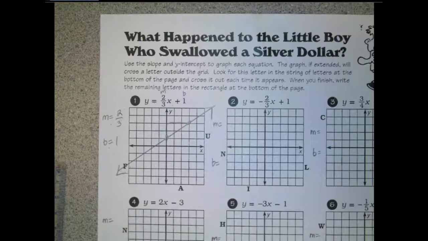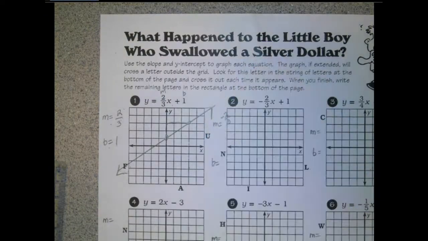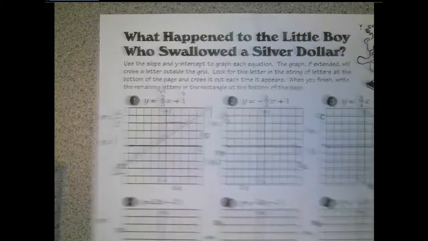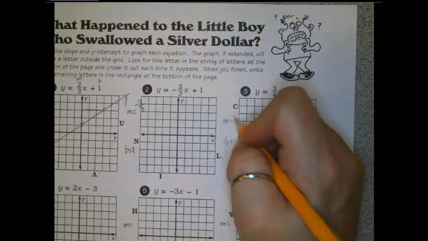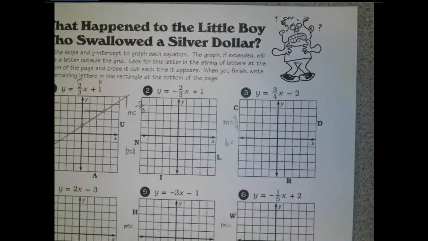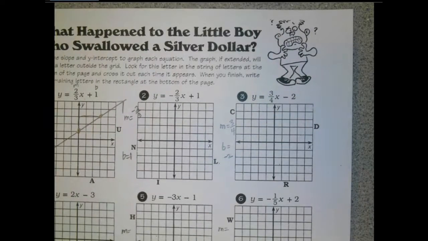Let's look at number 2. What is my M for number 2? Negative 2 over 3. And what is my B? 1. Right? Let's look at number 3. What is my M? And what is my B? Negative 2. All right? You can do that for the rest of them.